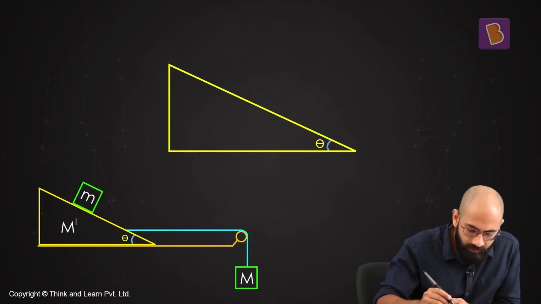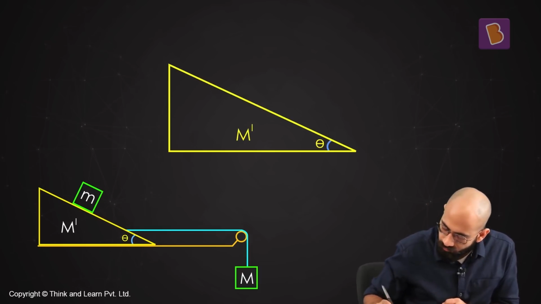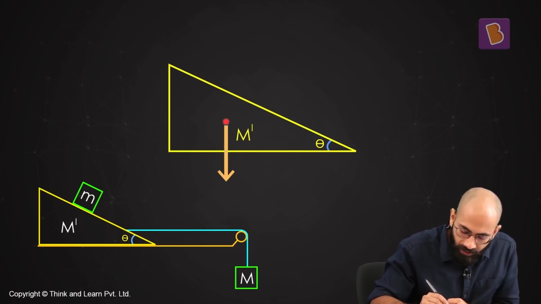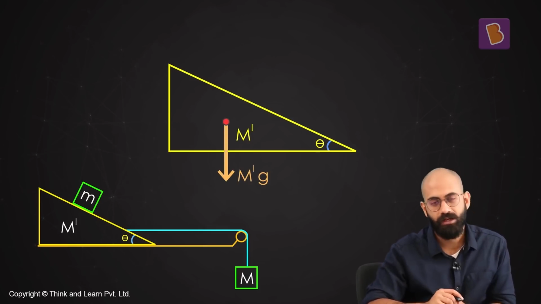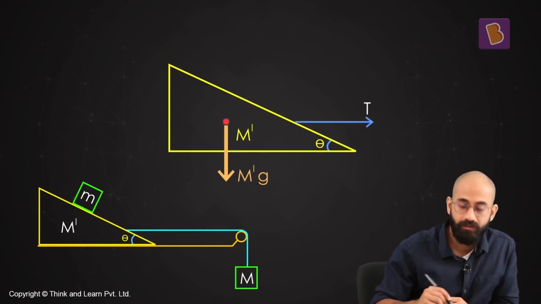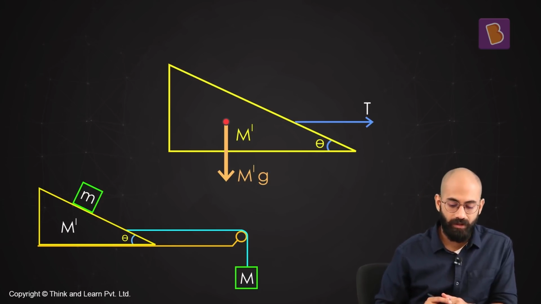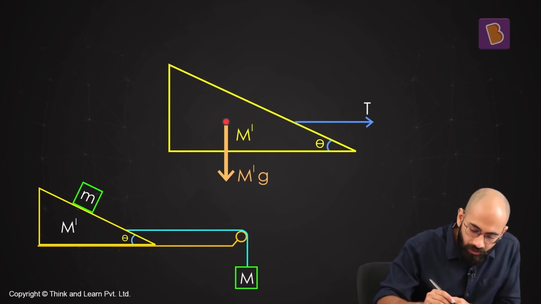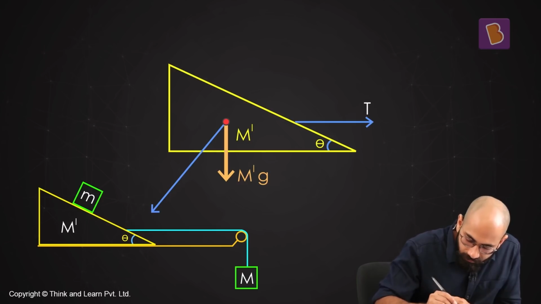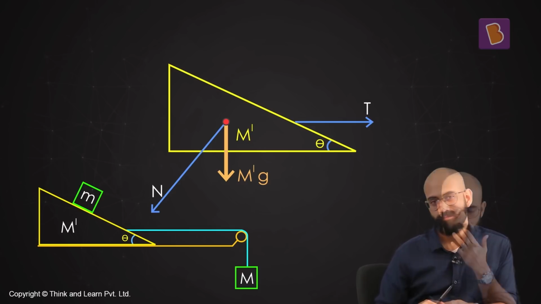The wedge of mass capital M dash. What are the forces? Let me use green over here. So here we have M dash G acting downward. Well, there is tension from the same tension force that's coming from that. It's acting over here, right? Cool. T over here, and there is also a normal force that's acting perpendicular to the surface. Let's call it N, a normal force from the block on top.